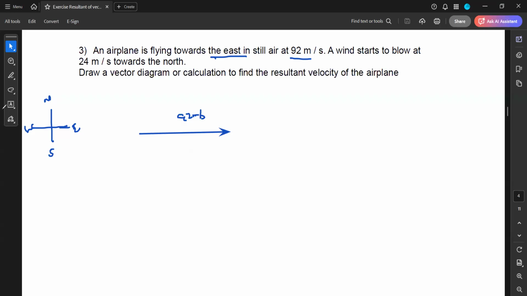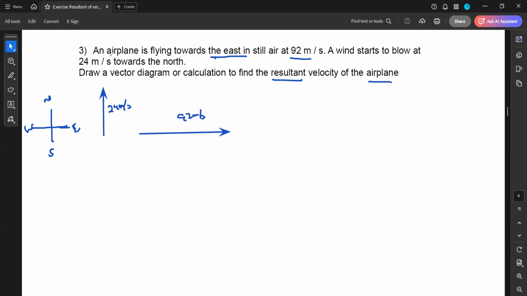So what is the direction of the wind? The direction of the wind is towards the north. And what is the magnitude of that? The magnitude is 24 meters per second. What we need is to draw a vector diagram or do a calculation to find the resultant velocity of the airplane.